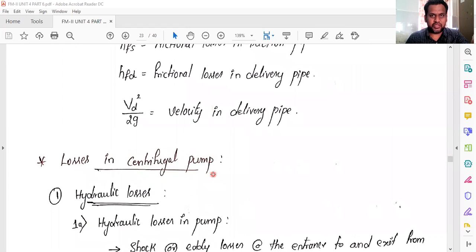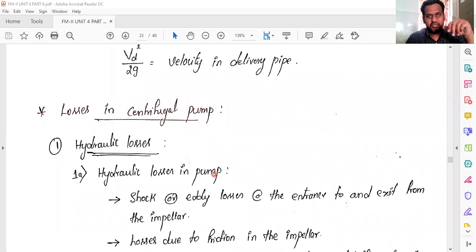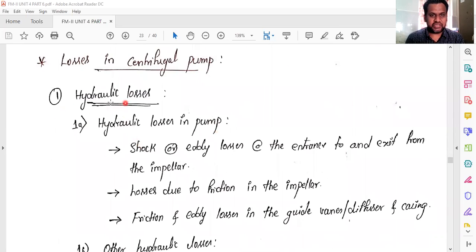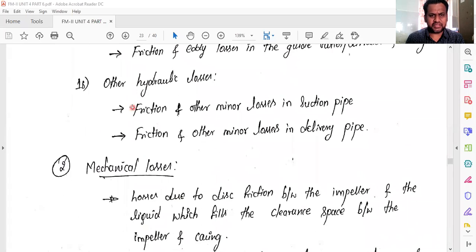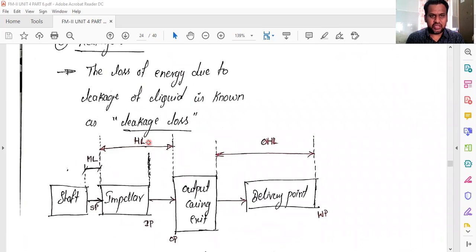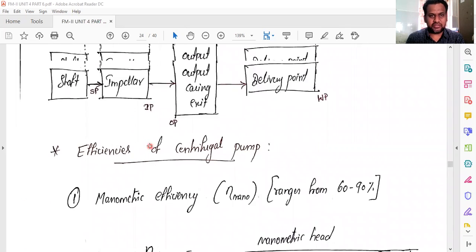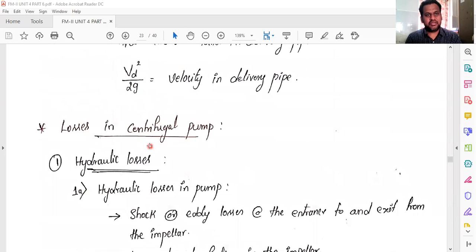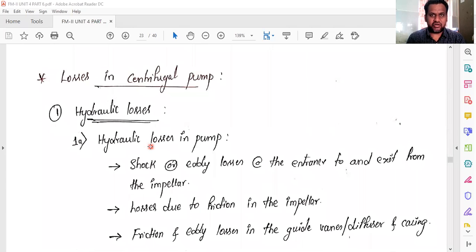Now we'll discuss the losses in the centrifugal pump. Obviously there will be different losses, and in the assumptions we consider that whatever losses there are, they are negligible. So now we will study the different types of losses. The first one is hydraulic losses, the second one is mechanical losses, and the third one is leakage losses. Those are the three different types of losses. Okay, so let's start with the hydraulic losses.